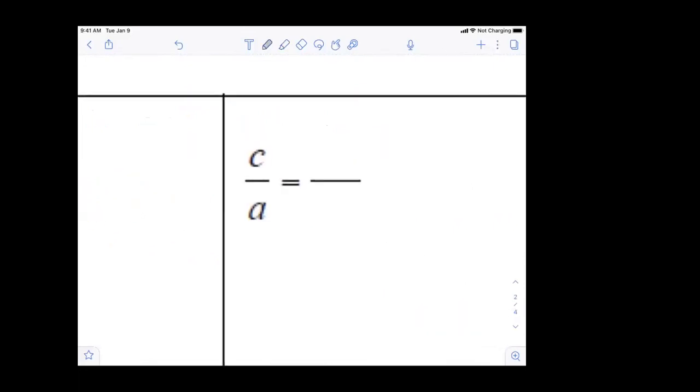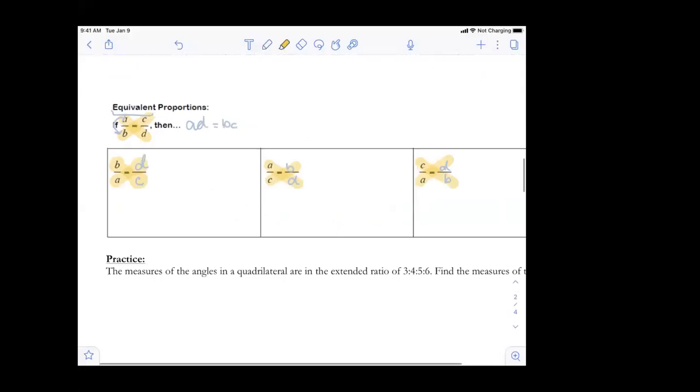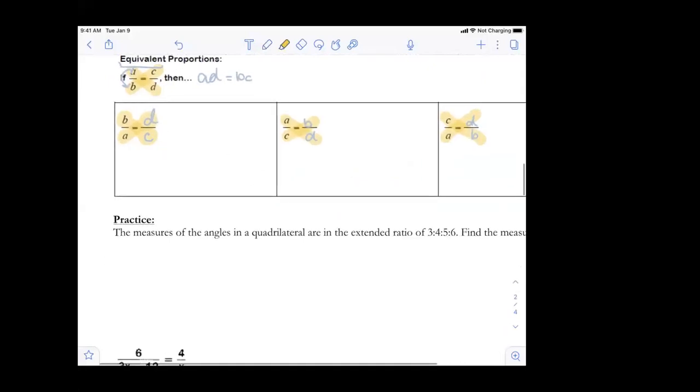How would I rewrite this? DB. DB. Awesome. Thank you, Nolan. D on top, B on bottom. Very good. I hope most of you were just saying it to your muted microphones at home. So hopefully we all knew what those were pretty simply.